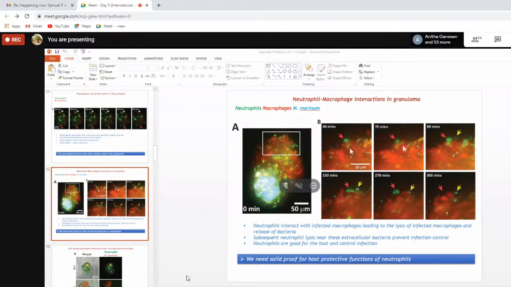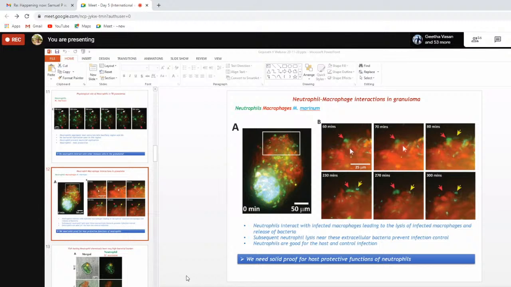So here on the left side, you could see a granuloma with neutrophils labeled in green like before. In addition, you could see macrophages labeled in red and bacteria in cyan. The images in the right panel B show a magnified version of the boxed region shown on the left over a period of time. So here you could appreciate that bacteria present outside the necrotic core are mostly intracellular, being present inside the macrophage as indicated by the white arrow.